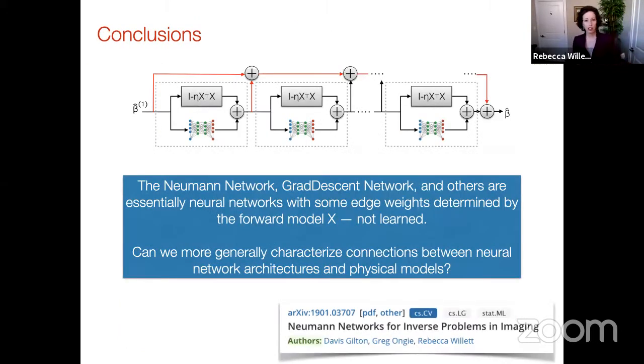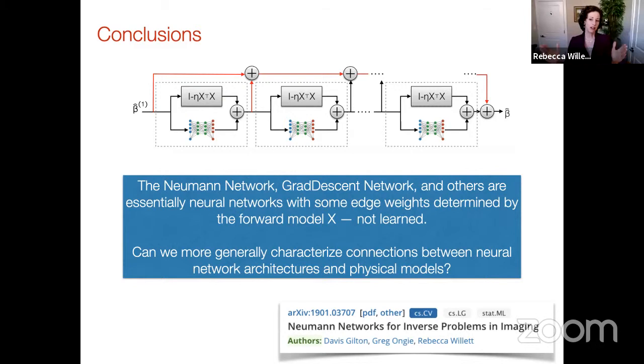Okay, so to conclude, we've spent a lot of time today talking about this Neumann network structure and other methods like the gradient descent network, and how they can incorporate knowledge of the forward model X in order to yield good reconstructions of images.